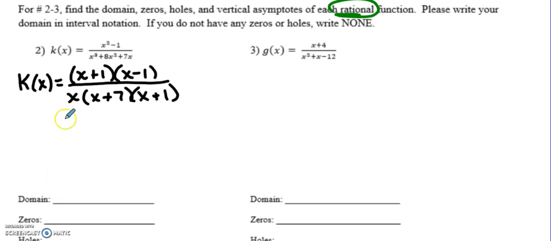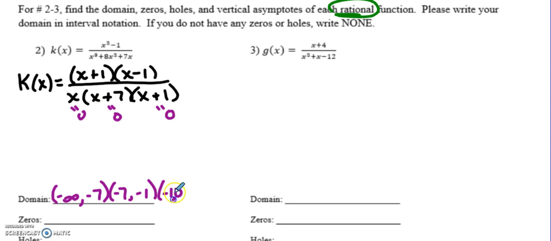And my domain is going to be everything except for when x is 0, when x plus 7 is 0, and when x plus 1 is 0. So that means my domain is going to be -infinity until I get to -7. -7 until I get to -1, and then -1 until I get to 0, forgot a comma, and then from 0 until infinity.